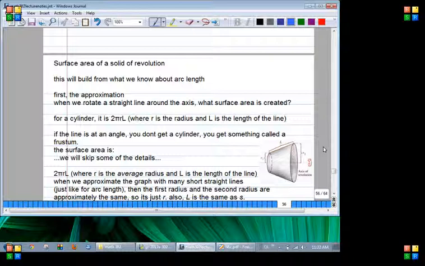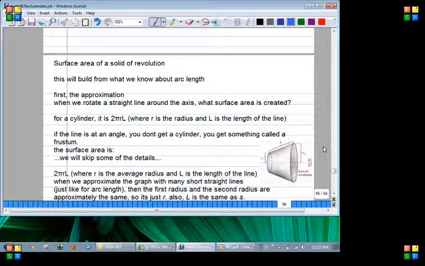Surface area. So just as with arc length, there's a nice little build-up explanation to what surface area is. And we're talking specifically about surface area from a solid of revolution. The punchline of all this explanation is that there's going to be a formula for a surface area. So I'm going to very quickly go through the explanation, and then I'm just going to show you the formula.